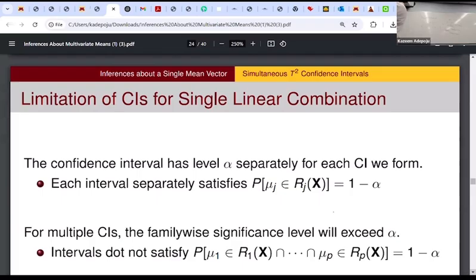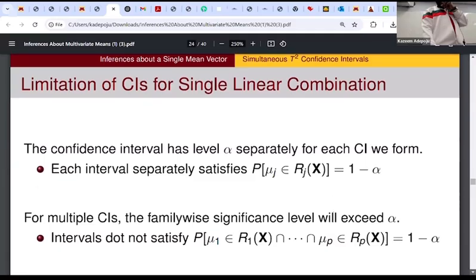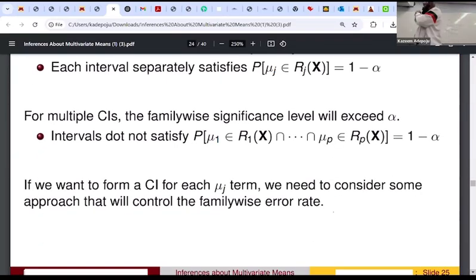The confidence interval has a level alpha separately for each confidence interval. For multiple confidence intervals, the family-wide significance level will exceed alpha. Alpha here is the maximum probability of committing type 1 error, so that maximum will be exceeded. We don't want that, because we have multiple confidence intervals that we want to compute. If we want to form a confidence interval for each mean, we need an approach that will control the family-wise error rate. If we control that, we're restricting the type 1 error to a threshold, and it's not going to be exceeded anymore.